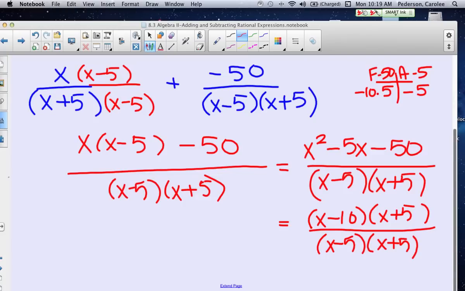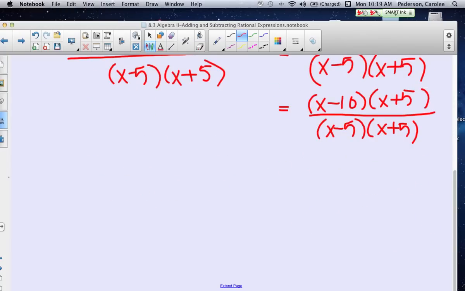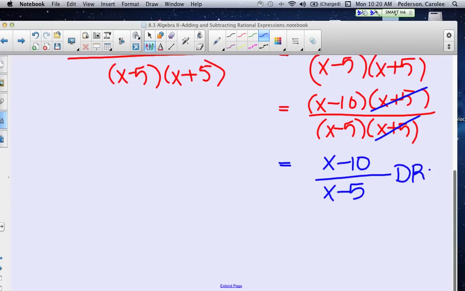And now I look to see if there's a common factor that can cancel out. There is. The x plus 5s are a common factor, so those will cancel out. So I'm left with x minus 10 over x minus 5. And again, we want you to identify that domain restriction. What can x not be? So we look at this denominator. If I substitute 5 in, or negative 5 in, it would make it undefined. They would be zeros.